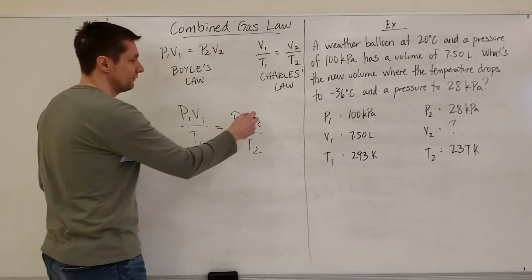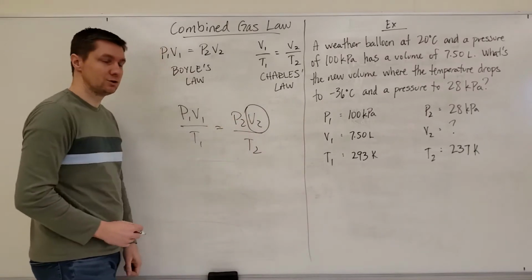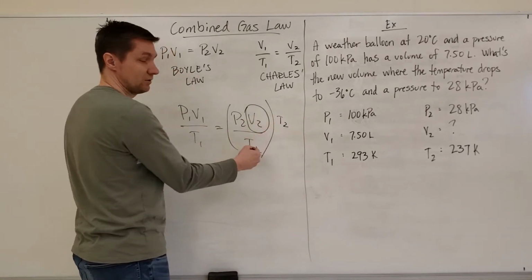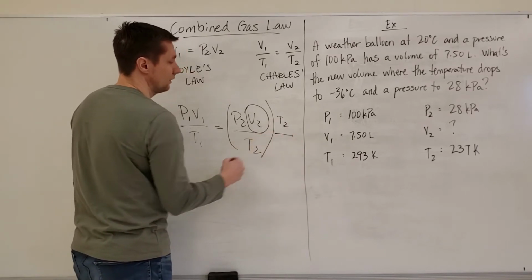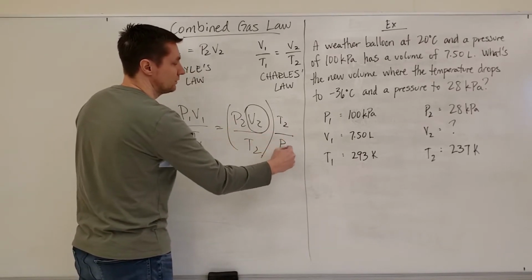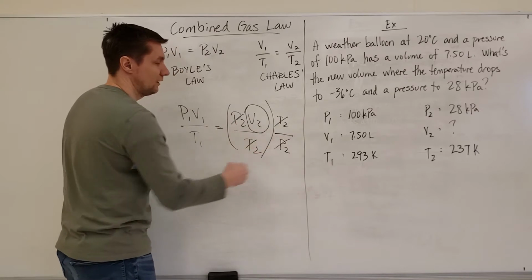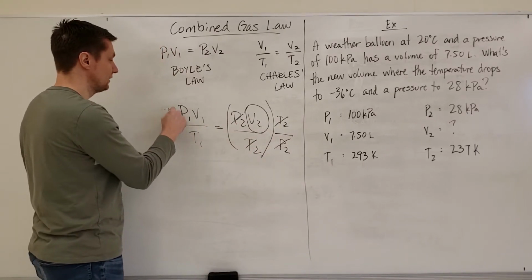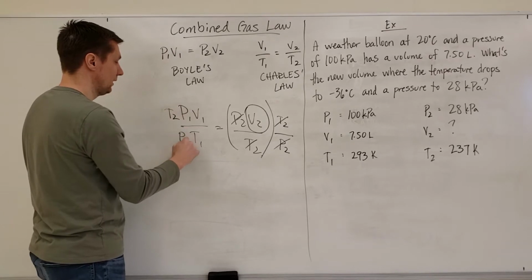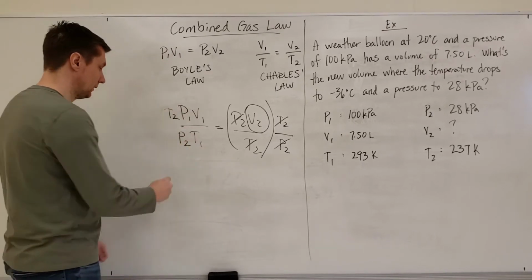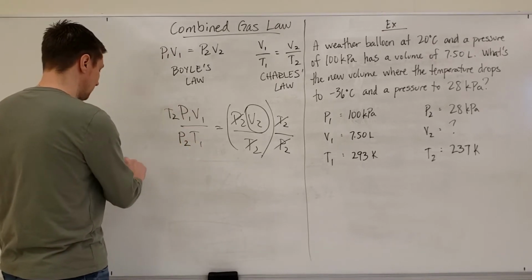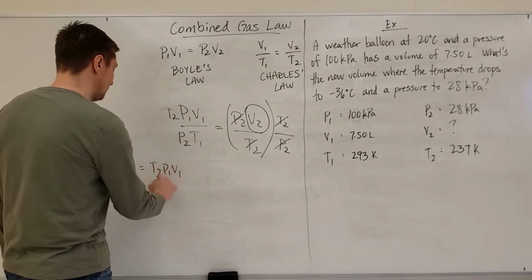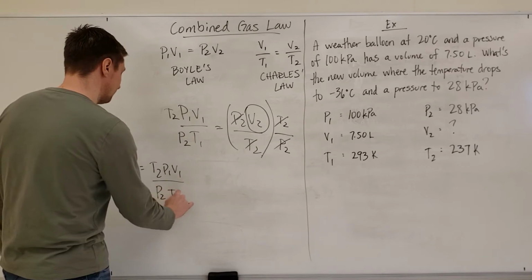So solving for V2, we need to get V2 by itself, which means I need to times this side by T2, because I'm dividing by T2 here to get rid of it. And I need to divide by P2. So those can cancel out like that. And so what I do to that side, I have to do to this side. So T2 would go on the top here, and P2 would go on the bottom. So V2 is going to equal T2 P1 V1 divided by P2 T1.